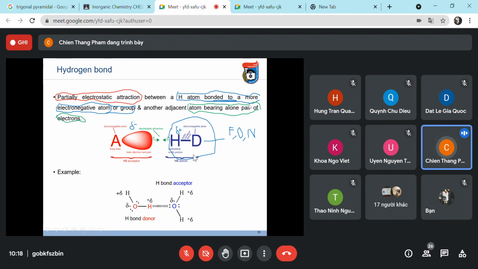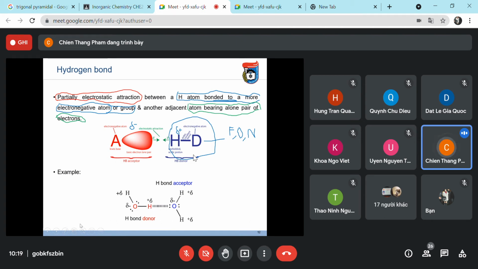Hydrogen atom bonded to a more electronegative atom or group. Here it bonds to oxygen. And the attraction between the hydrogen atom and another atom, another atom here is oxygen, from another molecule. So it's an attraction between hydrogen of this molecule and the oxygen of the next molecule. And this one is a hydrogen bond.